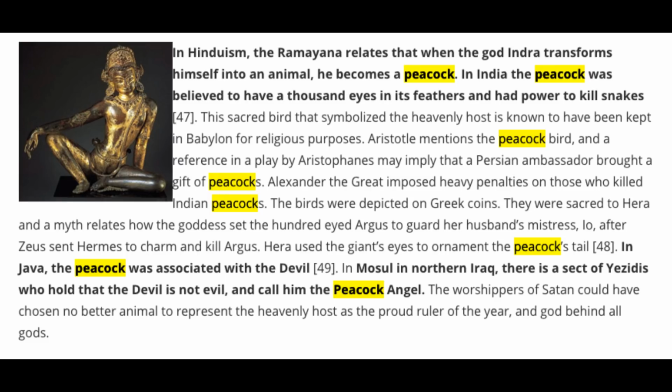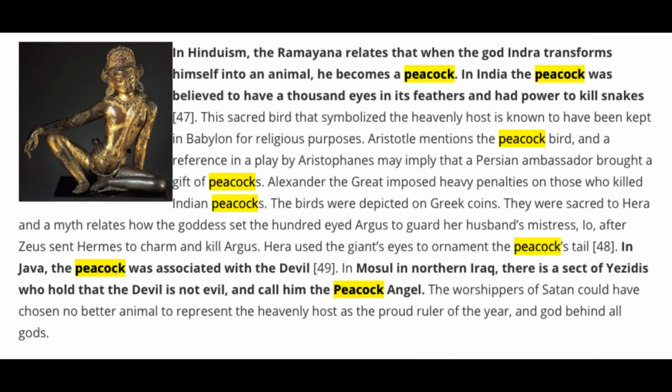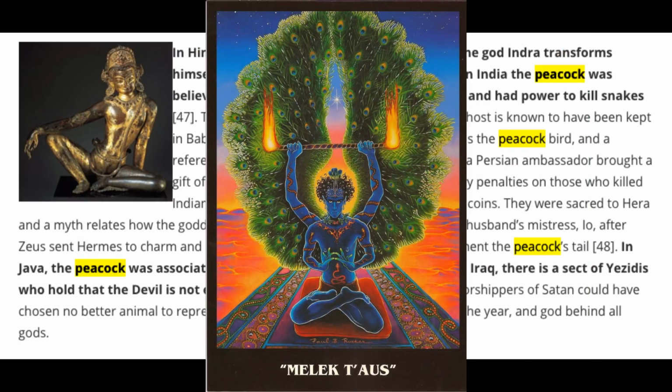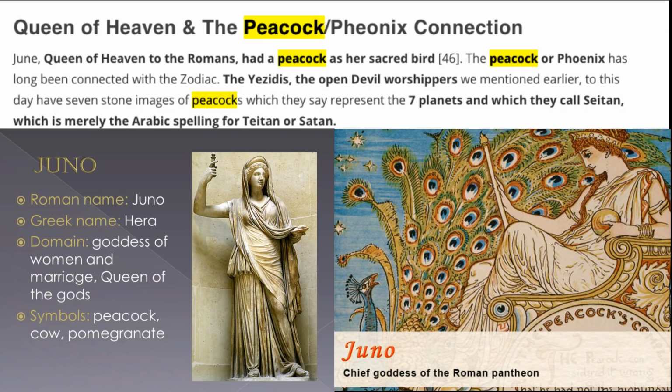In Mosul, in northern Iraq, there is a sect of Yazidis, and we're going to get into the Yazidis. You'll see how they worship a peacock that fell from heaven, who hold that the devil is not evil, and call him the peacock angel. Okay, like I just said. The worshippers of Satan could have chosen no better animal to represent the heavenly host as the proud ruler of the year and God behind all gods, it says there. So let's continue.